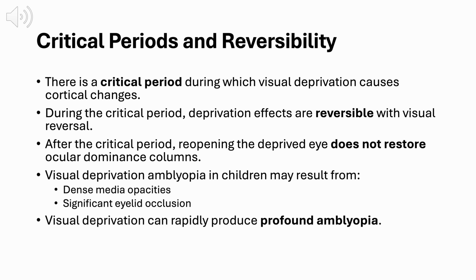Clinically, this is why visual deprivation amblyopia is so dangerous. Dense media opacities like congenital cataracts or significant eyelid occlusion can rapidly produce profound amblyopia if they occur early. The deprivation doesn't have to be subtle or prolonged. Early and severe deprivation can permanently alter cortical development in a short amount of time.